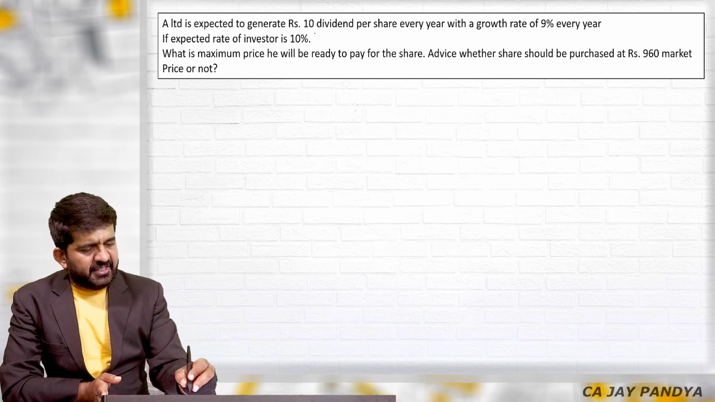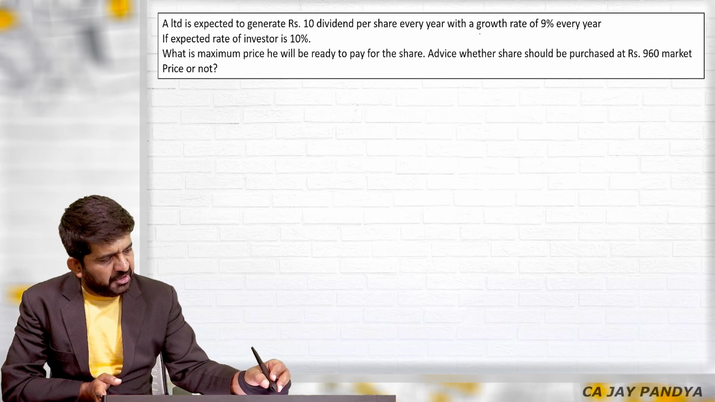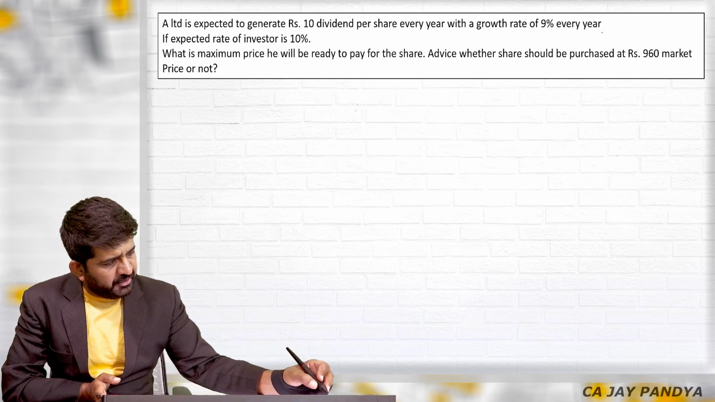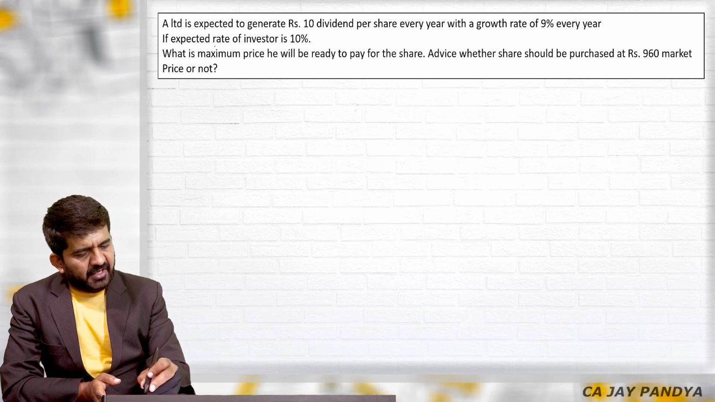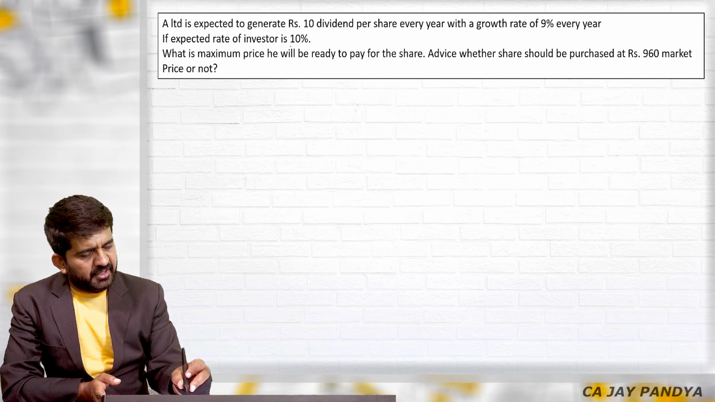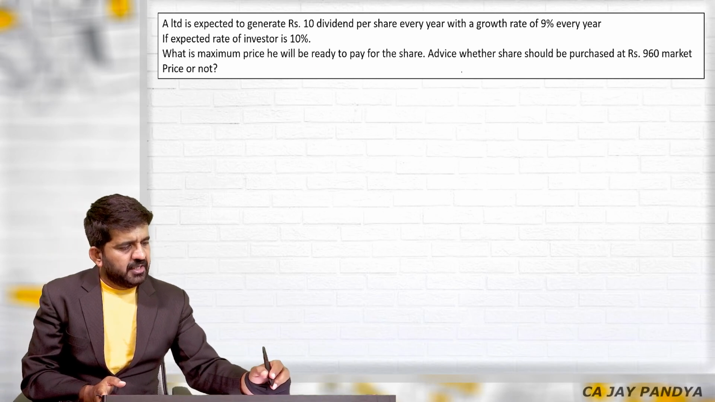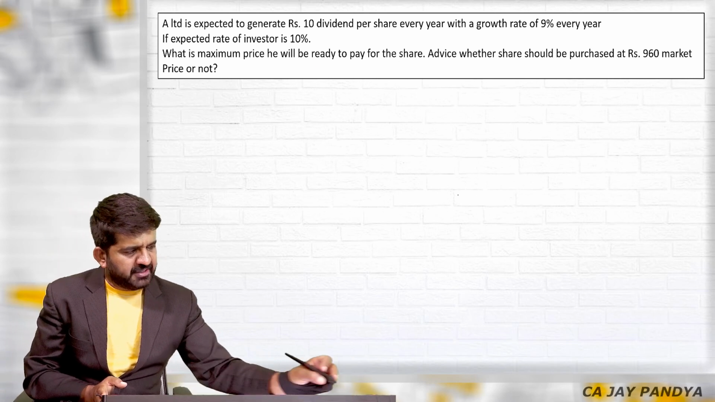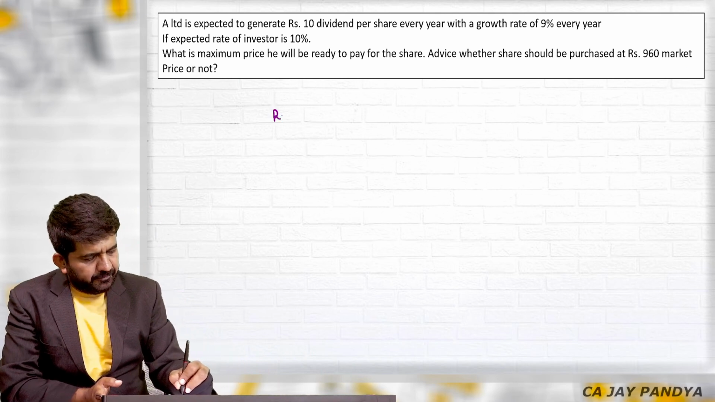A Limited is expected to generate 10 rupees dividend per share every year with a growth rate of 9% every year. If the expected rate of return of investor is 10%, what is the maximum price he is ready to pay for the share? Advise whether the share should be purchased at 960 rupees market price or not. So let us do it.